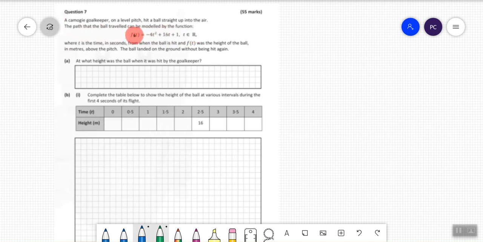Now, instead of using x and y, they're using t and h for height, so time and height. So f(t) is equal to minus 4t squared plus 16t plus 1. Now straight away we can see it's a quadratic because you have t to the power of 2, and it has a negative sign in front of it. So when we fill out this table and plot these points, we would expect to get a graph that would look something like this.